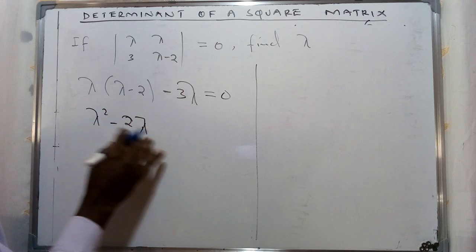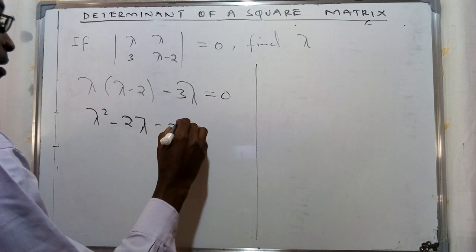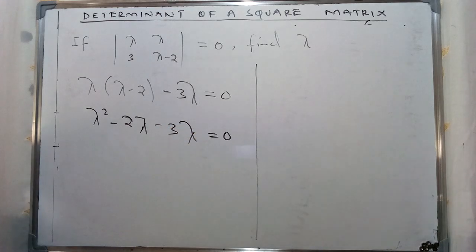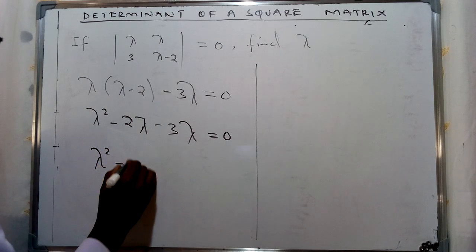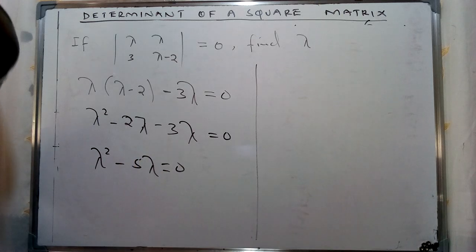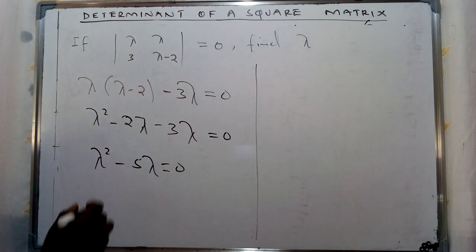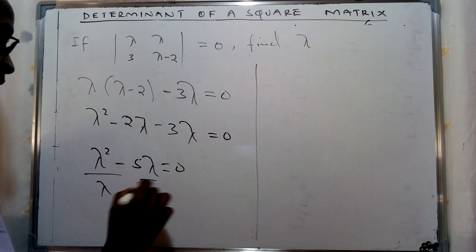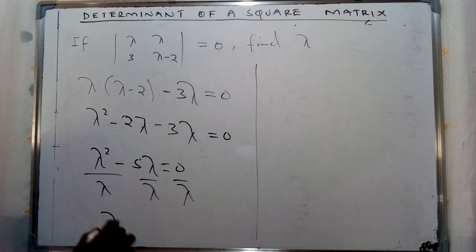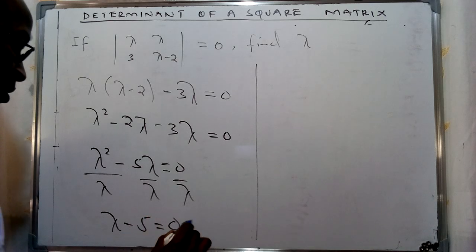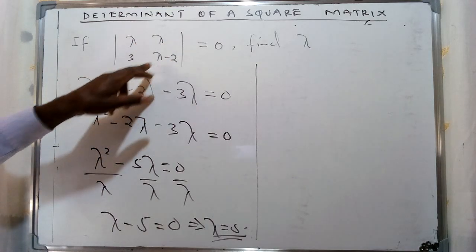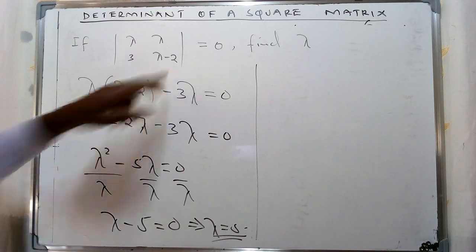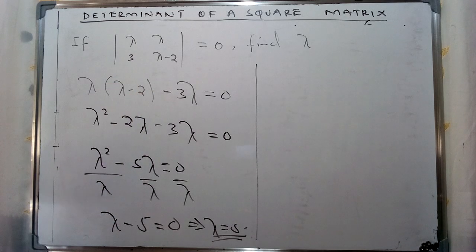So this is basically the square of lambda minus 2 lambda minus 3 lambda, and this is going to give us 0. So this implies that the square of lambda minus 5 lambda is equivalent to 0. We can divide by lambda on both sides of this equation, and this gives us lambda minus 5 equals 0, implying that lambda is equivalent to 5. So in a sense, we have a 5 and then a 3, and that gives us various characters of this specific matrix.